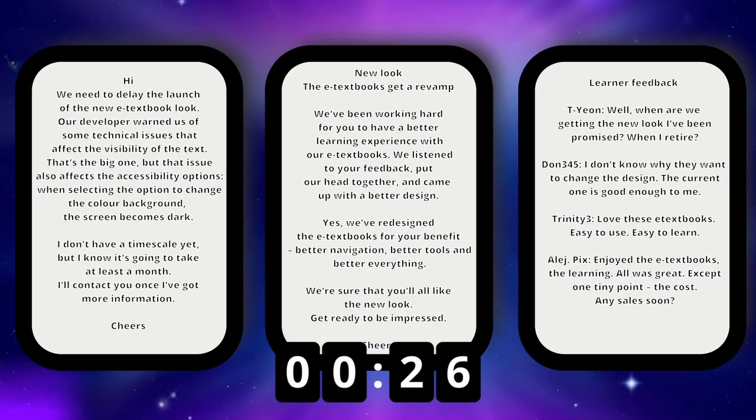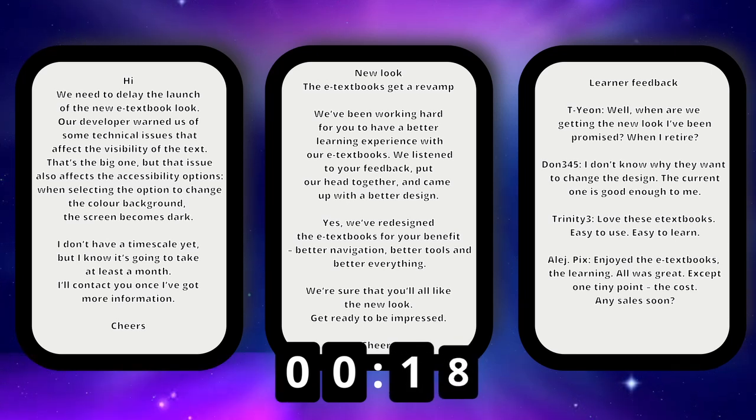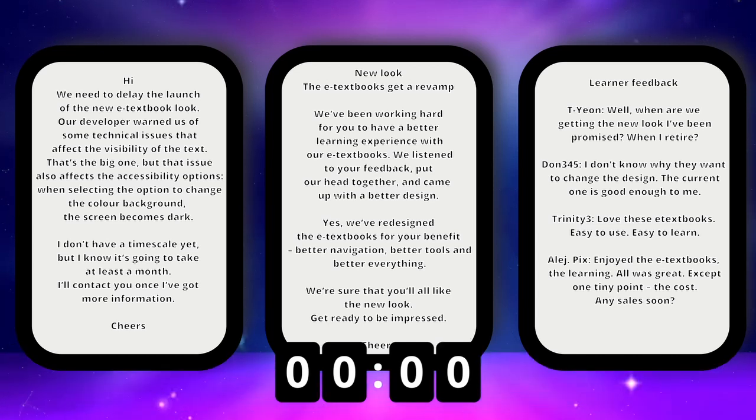And I would like you to look at this text very carefully and tell me which one you think is the most biased. So have a look at this text now. Right, so tell me, which one is the most biased? Is it the first one, the email, the second one, about the new look, or the last one, the learner feedback?